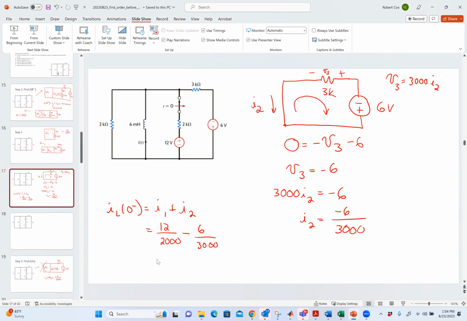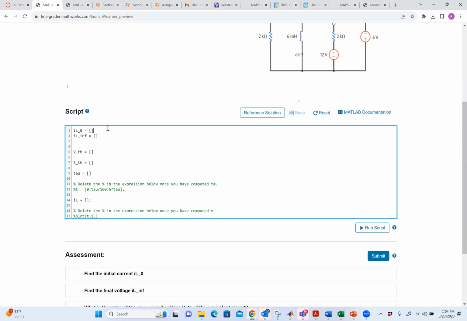IL of 0 was this guy right here, 12 over 2,000 minus 6 over 3,000. So I'm going to put that here so I can get rid of those brackets. I can keep them too if I wanted to. I don't have to get rid of them. I'd get rid of them. I say 12 over 2,000 minus 6 over 3,000.